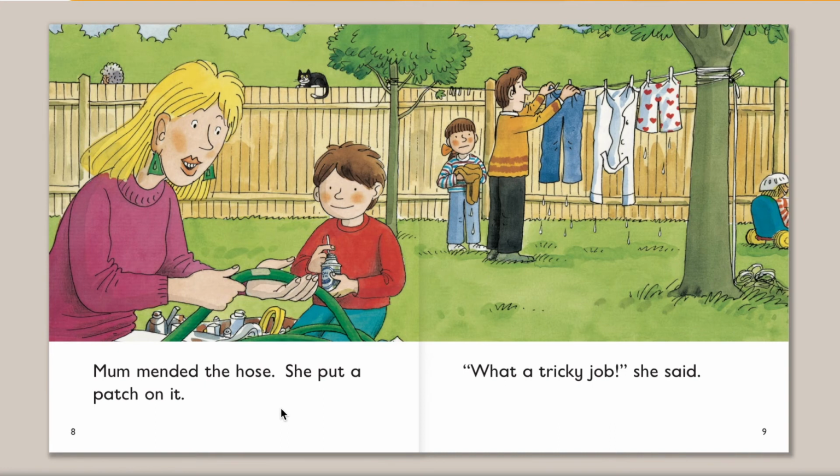Mum mended the hose. She put a patch on it. What a tricky job, she said. What is happening in the picture? We see the mom fixing the hole in the hose with a patch. The brother is helping her. Look at the dad. He is hanging up his wet clothes because he got wet, and the sister is helping him.